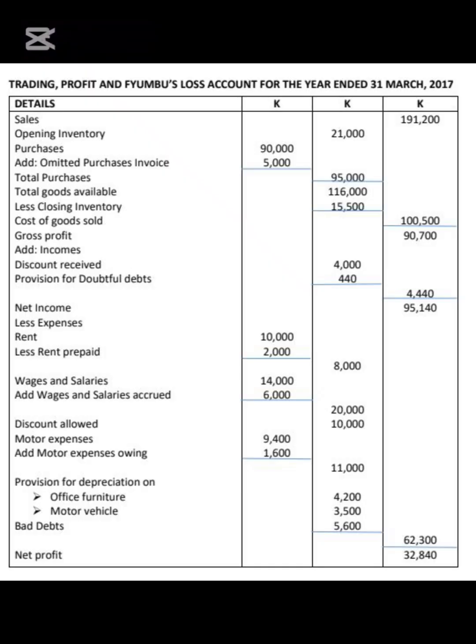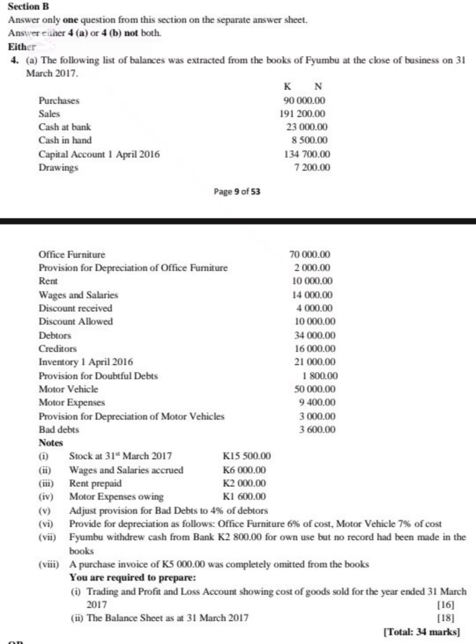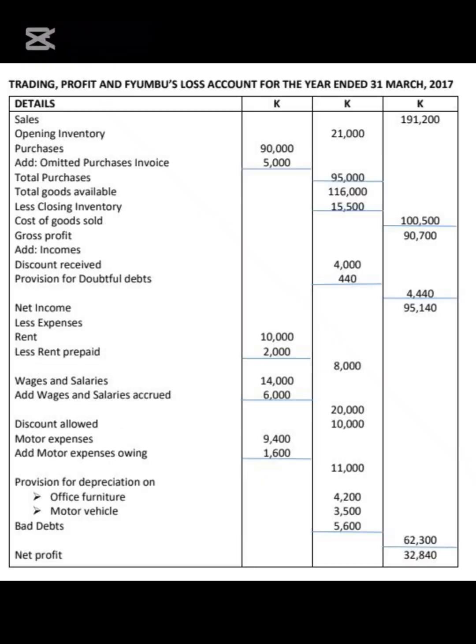Then the last but not the least expenses, we have bad debts, which is 5,600. Bad debts 5,600. Then upon adding all these expenses, they are giving us 62,300. That is the net expenses. You subtract it from the net income to give us 32,840 as our net profit. Net profit. This is the net profit that we are supposed to find.